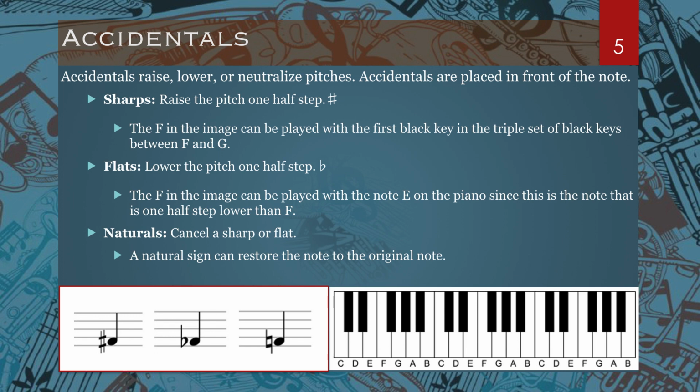The first image is a sharp sign. It looks like a pound sign. The second image looks like a small b. And the third image is kind of that rectangular double 7 line. You've got a 7 that's upside down and then another 7 that's written the correct way. So that is a natural sign. Memorize what these look like and know how they affect the pitch of notes.